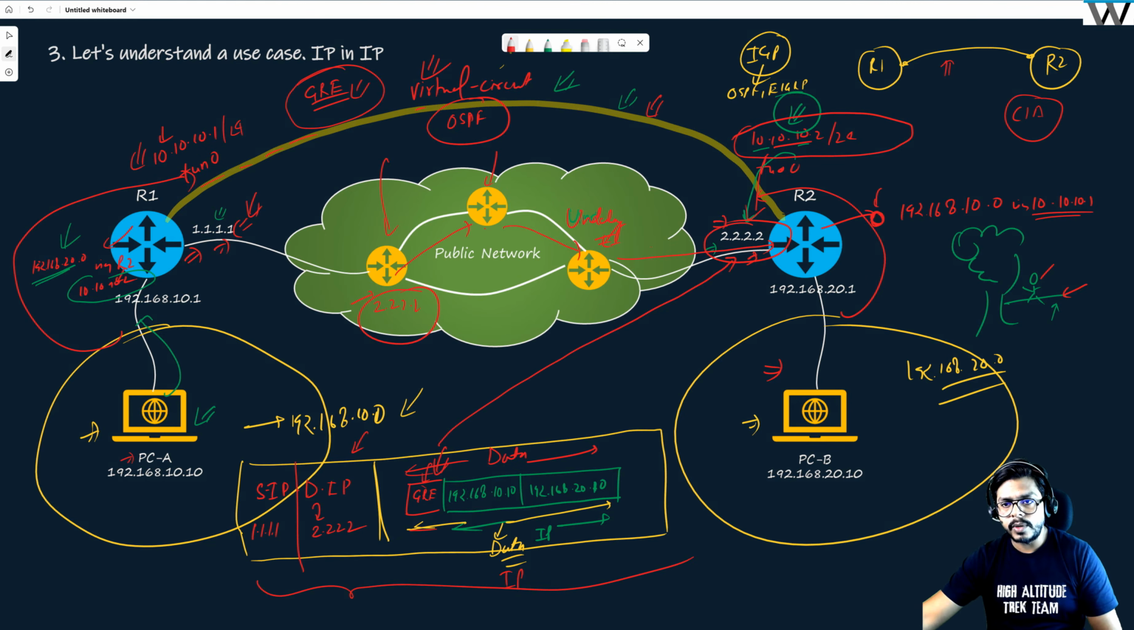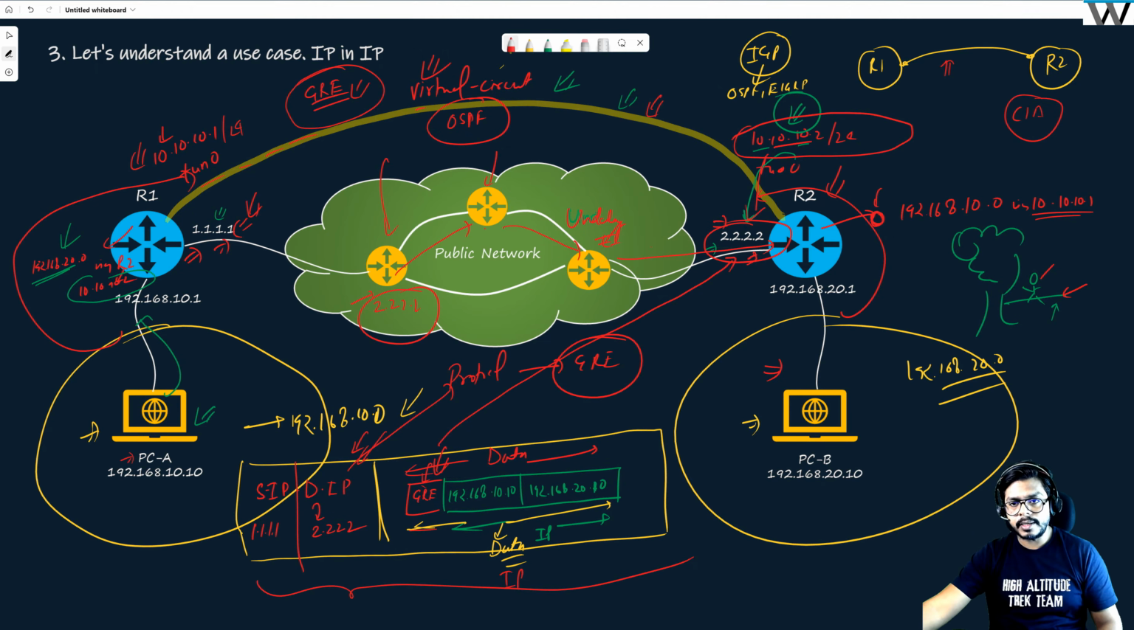When this packet reaches R2, it is going to check what the destination is. It is seeing the destination is me only. But then it checks the IP header. In the IP header, it is written in the protocol field that the next thing you are going to see is GRE. Then router 2 comes to know that this is not a normal IP packet. It is something inside it.